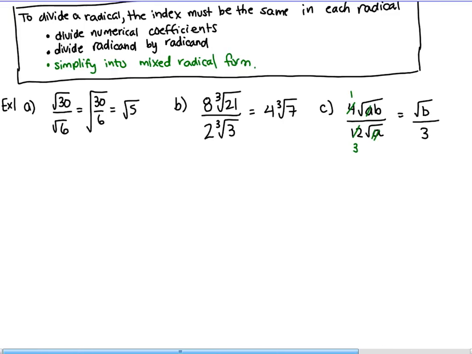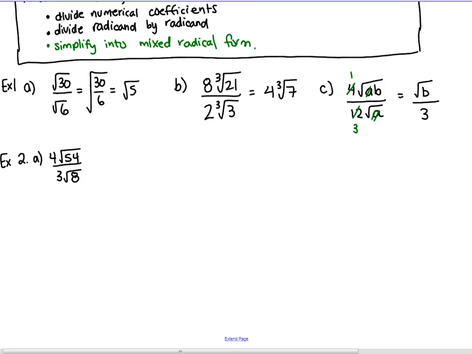Let's try another one. Example 2. We're going to simplify numerator and denominator and divide. Let's try 4 root 54 divided by 3 root 8. Let's see if we can simplify this at all. Can 54 and 8 be reduced? 4 and 3 can't. Is there something that will go into both 54 and 8? Yeah, 2. We can divide both by 2. If I divide 54 by 2, what's left over? 27. If I divide 8 by 2, it's 4. So now we have 4 root 27 divided by 3 root 4.